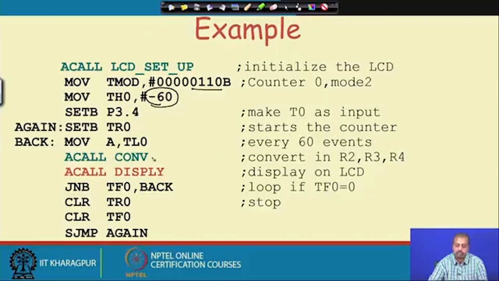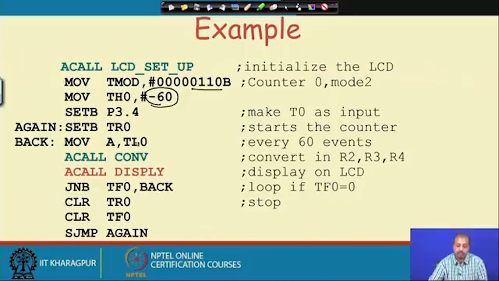Again this routine is not a part of our discussion, because this is some display routine that uses registers R2, R3, R4 to maybe hold the hour, minute and second part of the display. That is not shown here. And then we check this TF0; if TF0 is overflowing, then we go back. That means one loop is over.